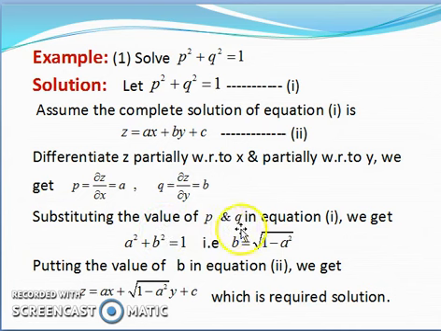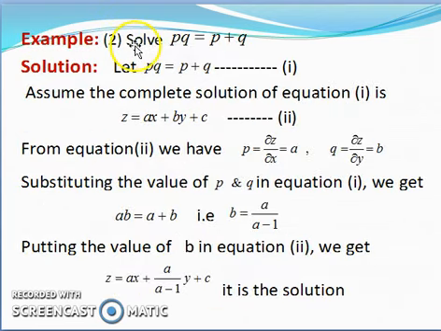Substituting the values of p and q in equation 1, we get a square plus b square equal to 1. From this equation, we can find the value of b in terms of a, that is b equal to root of 1 minus a square. Putting the value of b in equation 2, we get z equal to ax plus root of 1 minus a square into y plus c, which is the required solution of the given partial differential equation 1.